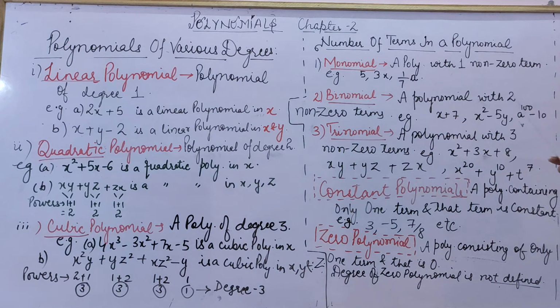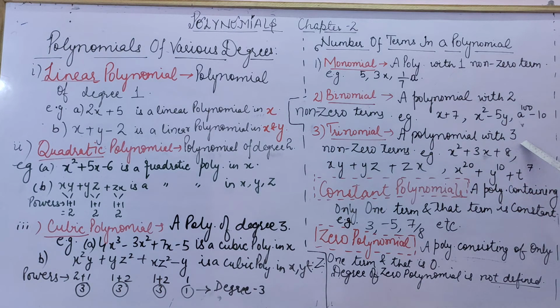Clear to you? Now the very important thing is that linear, quadratic and cubic polynomials are polynomials with respect to the degrees. And monomials, binomials, trinomials are polynomials with respect to their terms. So the very important thing to understand is the number of terms and the power, the degree, of the polynomial. Clear to you everyone?